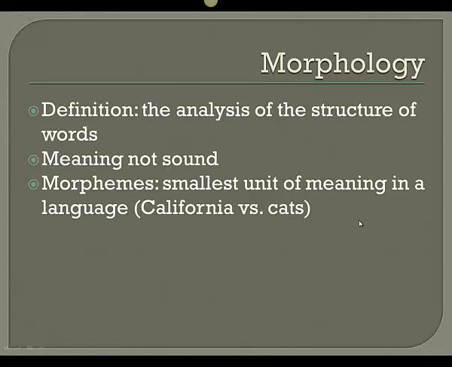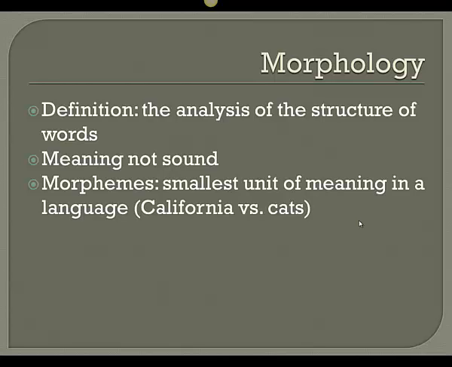Morphology has to do with word structure, the structure of words. When we look at an individual word, what we are doing is looking for the smallest pieces of meaning within that word. It is very important to remember that morphology has to do with meaning and not sound. A lot of times the sound is correlated with the meaning, but not always.